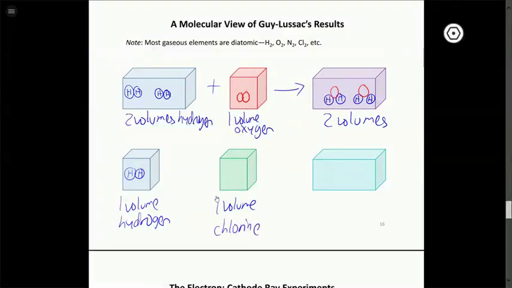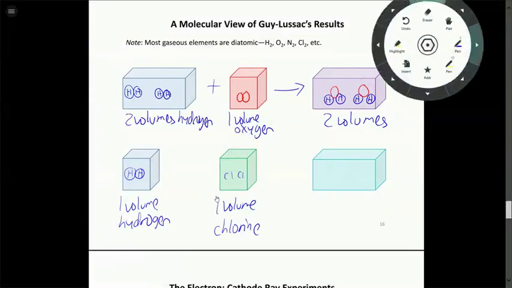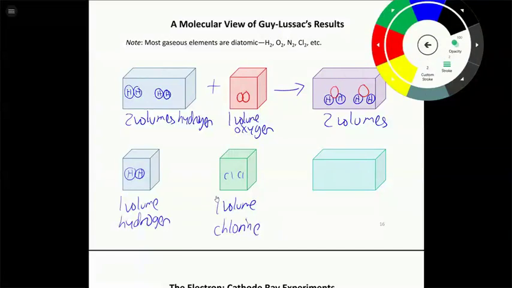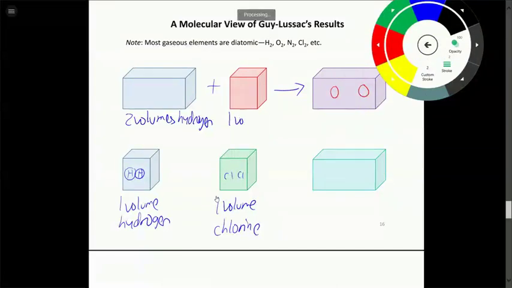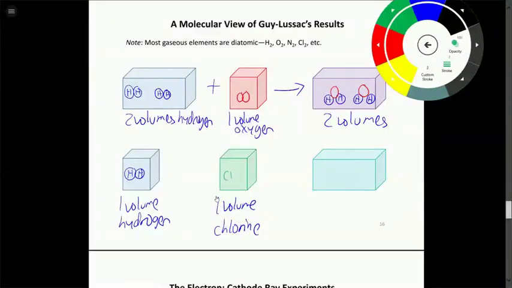Let me change the color again so you're not confused. So chlorine will be green. So if you combine hydrogen with chlorine, they combine in a 1-to-1 ratio, and what you get then is a molecule that has just one of each instead of a more complicated ratio. So you have one hydrogen and one chlorine connected to each other to make your 2 volumes of hydrogen chloride.